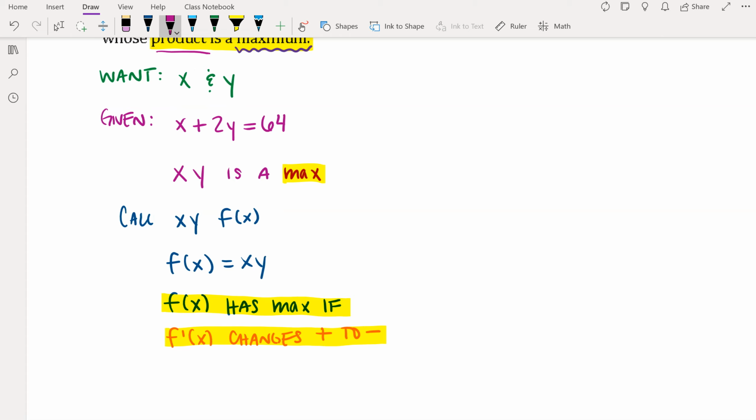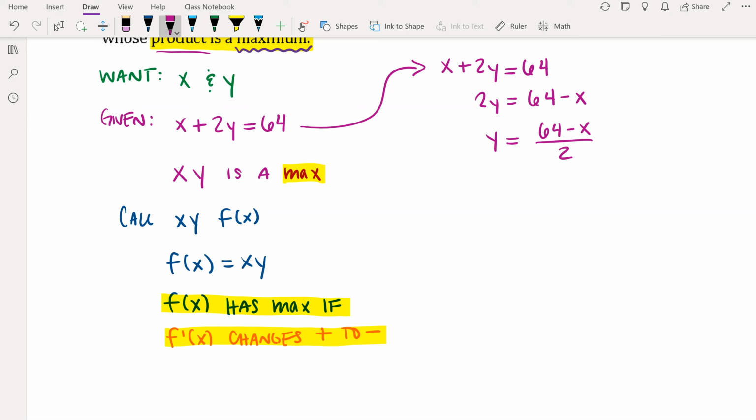This thing right here is going to help us get our function into one variable. So we are going to say x plus 2y equals 64. Let's solve for y so that we can plug that into the function down here so that we only have x's. I'll show you what I mean. All right, we're going to solve for y. So 2y equals 64 minus x. y equals (64 minus x) divided by 2.